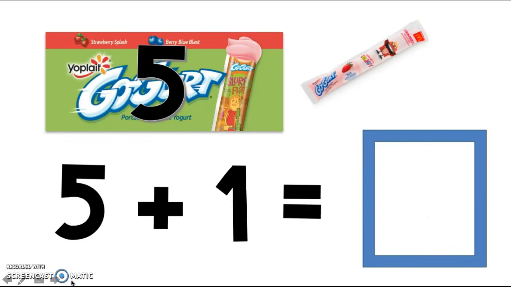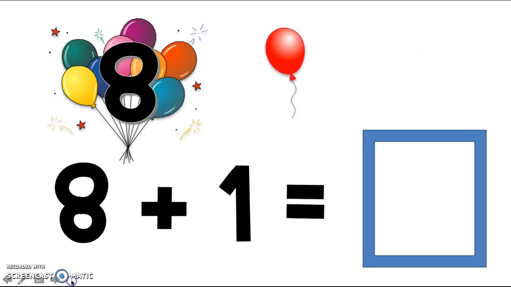What about this Go-Gurt? Oh, strawberry's my favorite. Yum. If I had 5 in the box and then I have 1 more, how many Go-Gurts would I have altogether? Yeah, you're right. 6. I could say 5 and then count on 1 more. So I could say 5, 6. I could use that picture, or I could use my counting sticks. What about this next one, friends? 8 plus 1 more.